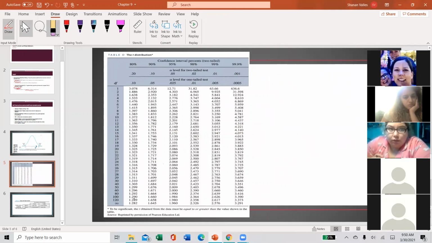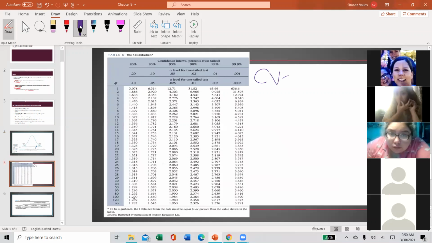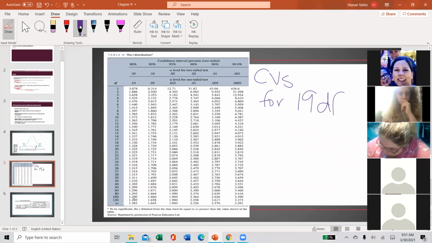Okay, so let's say I wanted you to find the critical values for degrees of freedom of 19. And for these purposes, we're always just going to do an alpha equal to 0.05 and two-tailed.